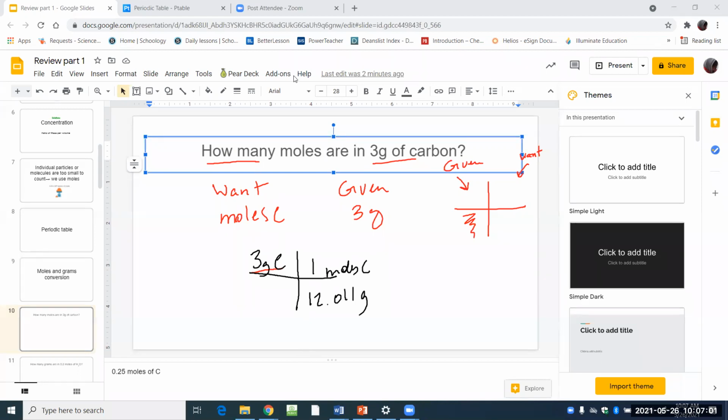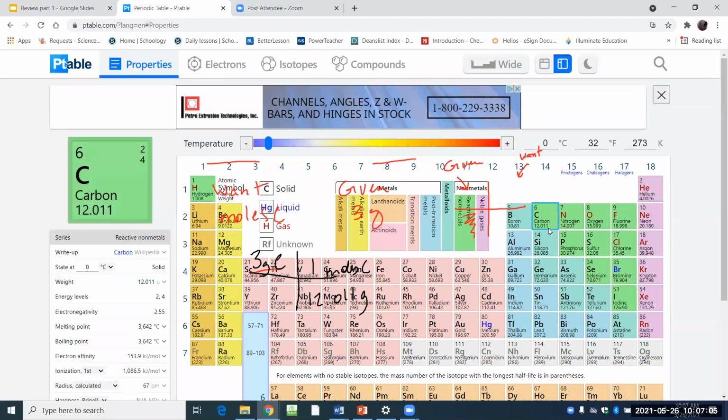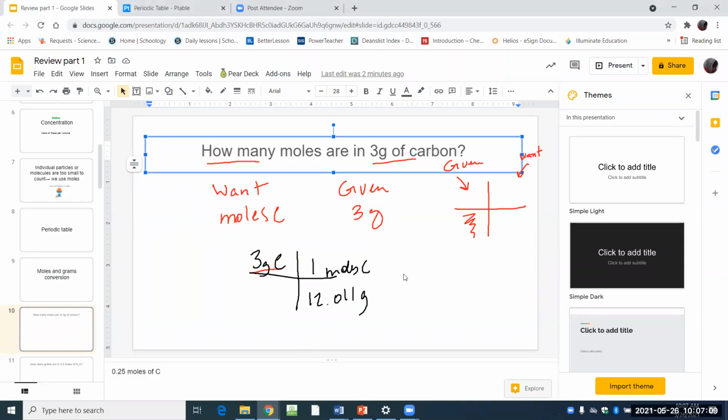Okay, and you can double check me. You can go into your periodic table and see 12.011 grams. That is the mass of carbon. So now we can just go ahead and make sure that this is correct. And I know that this is correct because this unit needs to cancel with this unit. Okay, key information: grams of carbon needs to cancel with grams of carbon.